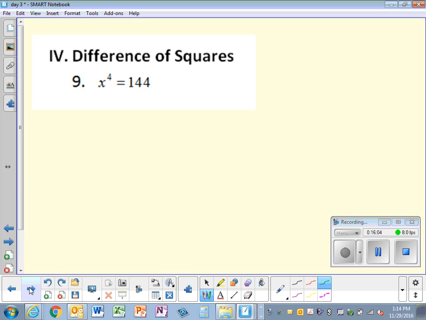Okay, let's do one of the difference of squares. So before I factor, what do I need to do? I need to set the whole thing to 0, right? So minus 144 minus 144, because we are solving by factoring. Nothing else. So x to the power of 4 minus 144 equals 0. Now I can factor.